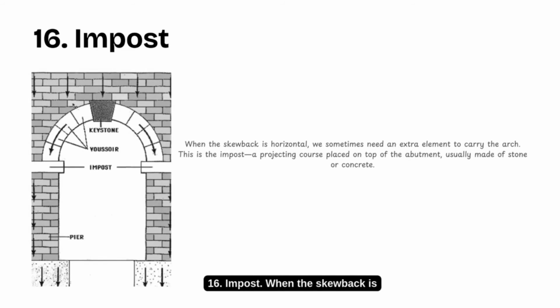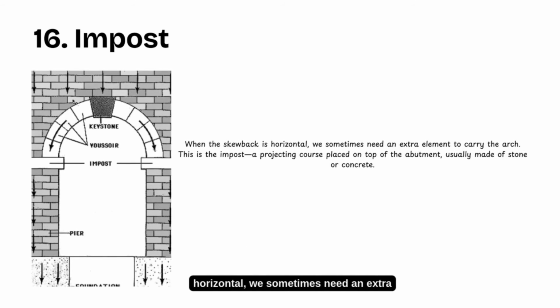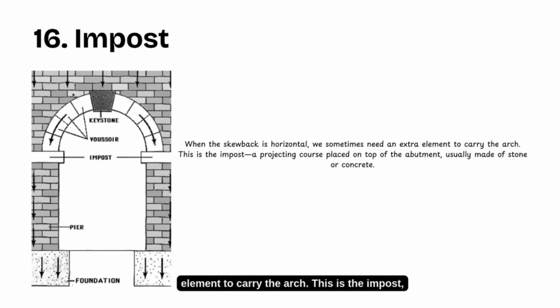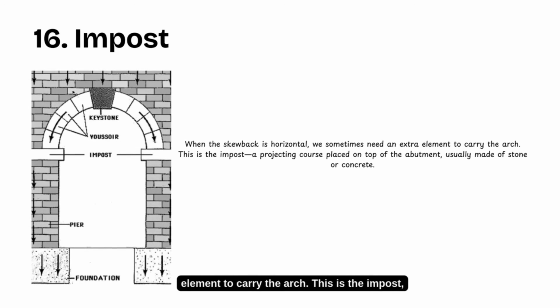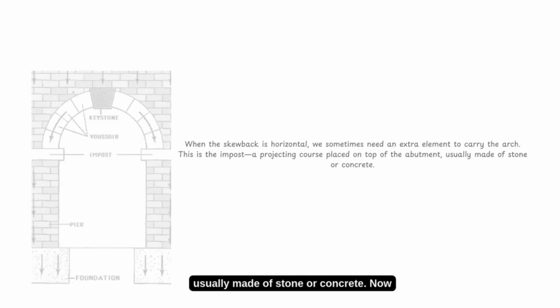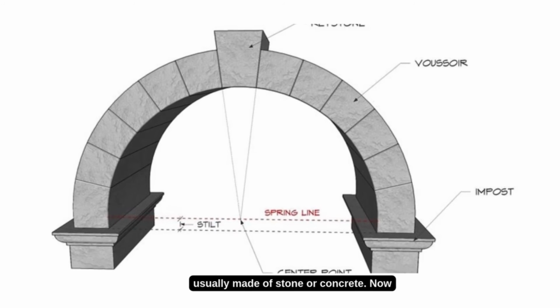16. Impost. When the skewback is horizontal, we sometimes need an extra element to carry the arch. This is the impost, a projecting course placed on top of the abutment, usually made of stone or concrete.